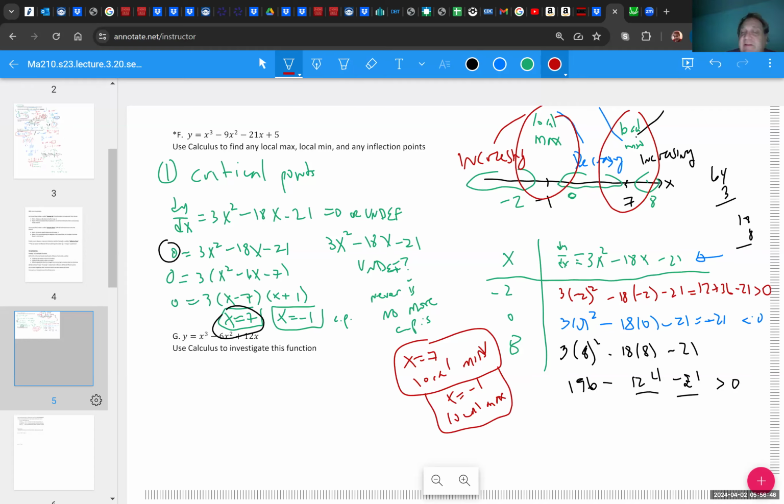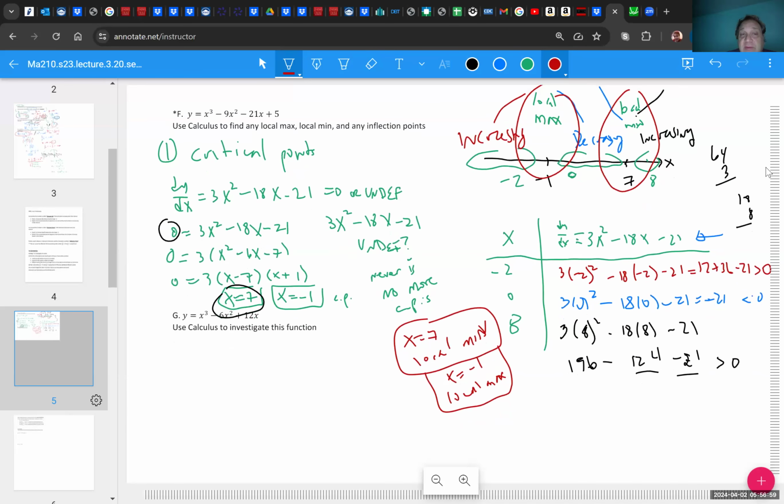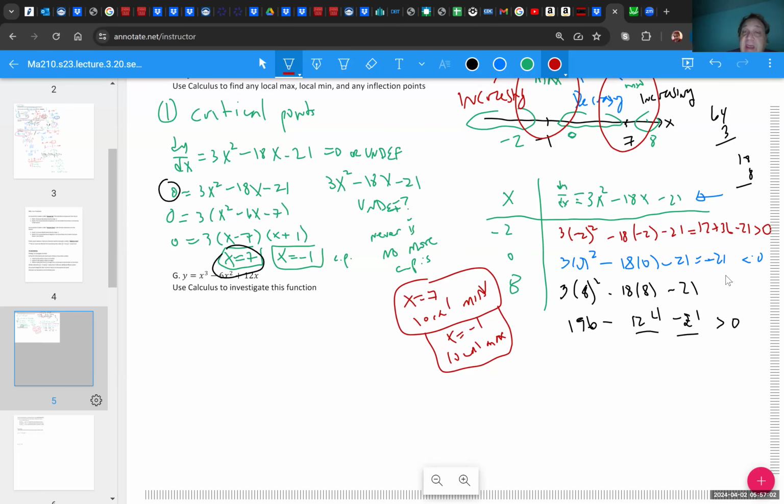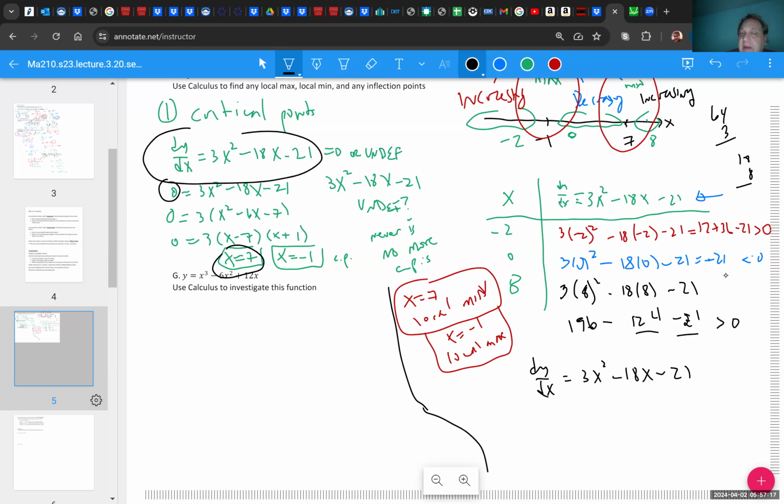We do need to find the second derivative to find any possible additional inflection points. So step number 1 was find all the critical points, classify them. I've classified them. I know there's no other critical points. So let's go ahead and find the second derivative and see if we can find any additional inflection points. So here's my first derivative. I'm going to write it over here. dy/dx is equal to 3x squared minus 18x minus 21. And I'm going to find the second derivative. That helps me find any additional inflection points.